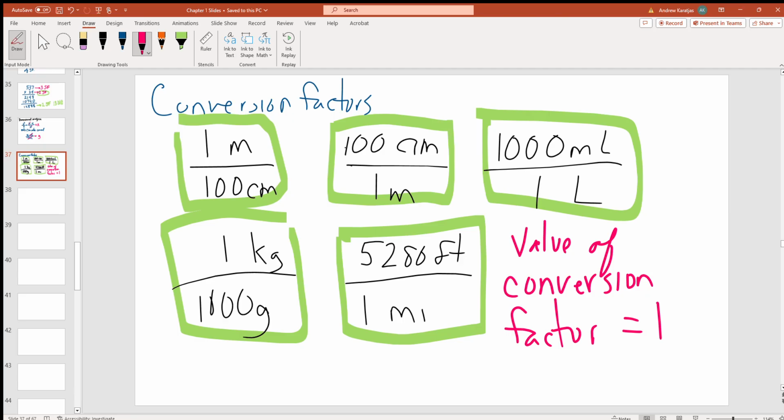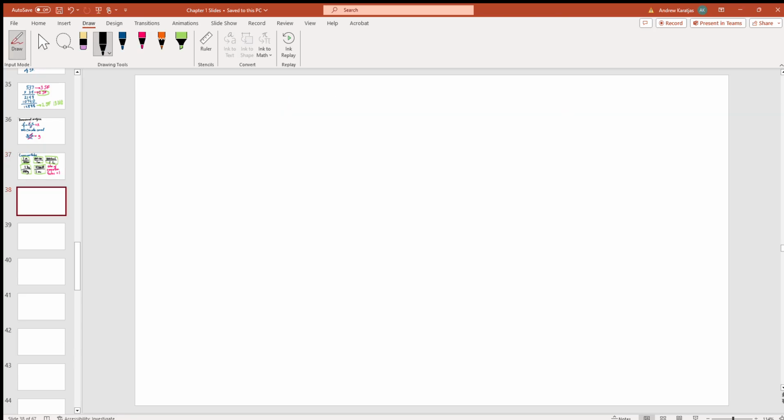So the process we go through: find the unit that we're starting with, what's the desired unit, and how do we get there? Sometimes we can get there in a single step, but sometimes we may have to go through multiple steps to get to where we need to be. So for example, let's say that we wanted to convert 1 kilometer into inches.